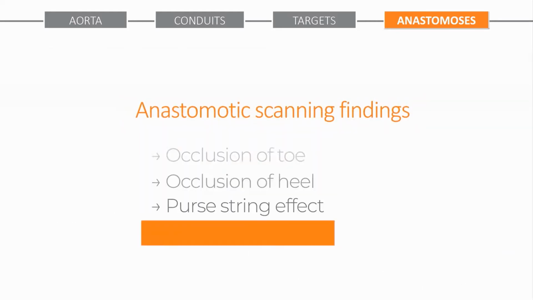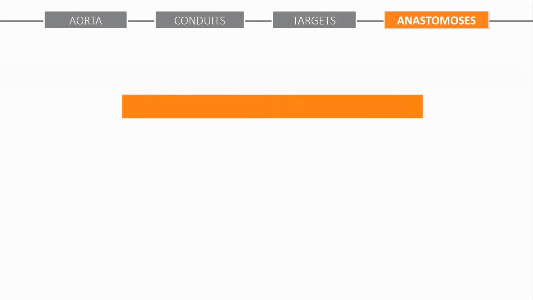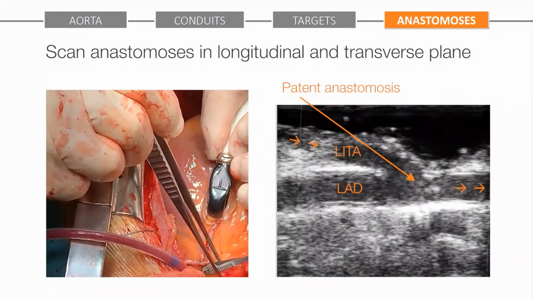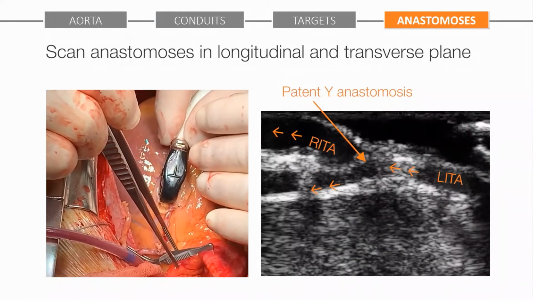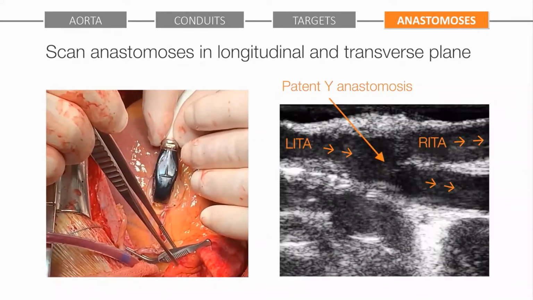By ultrasound scanning of the anastomosis, you can see if the graft is totally occluded, or only the toe or the heel is occluded, or if the anastomosis is compromised in some way. The anastomosis should also be scanned in both views. A useful technique is to allow blood flow into the graft during imaging. These are all examples of patent anastomoses, all looking a little different.